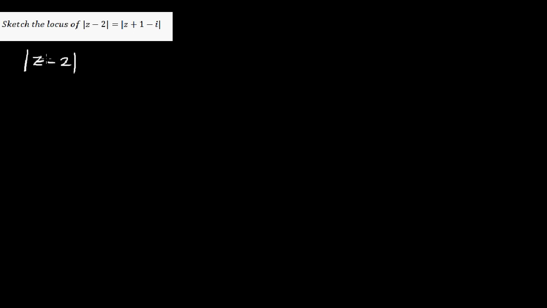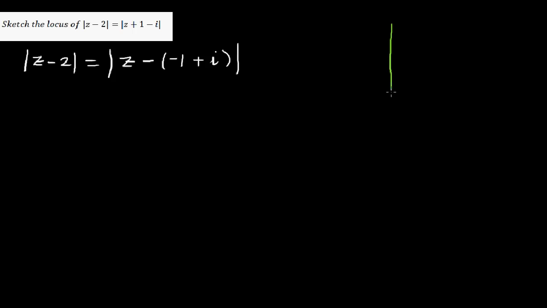So all complex numbers z whose distance from 2 is equal to the distance from, writing this in this form, z plus 1 minus i, which we can write as negative 1 plus i. This is the tricky part. What they're saying is we want the set of numbers which are at the same distance from these two points. Let me explain this, so let us graph this.